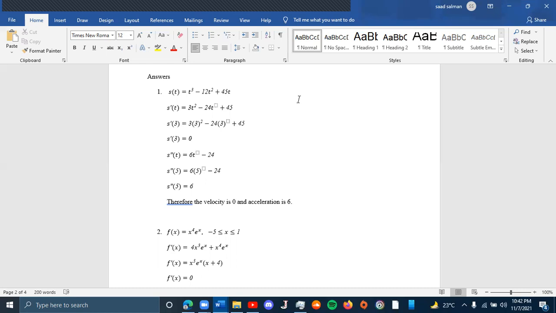So s''(5) would be equal to 6 · 5 − 24. So s''(5) would be equal to 6. Therefore the velocity is 0 and the acceleration is 6.